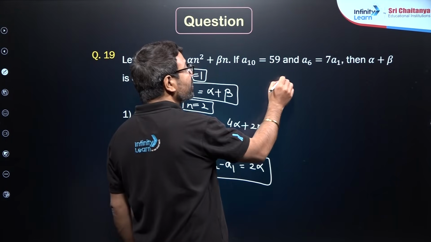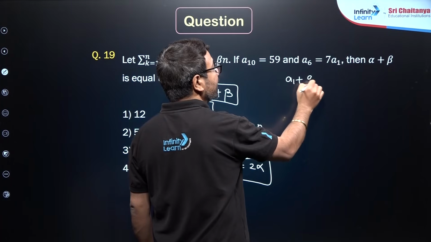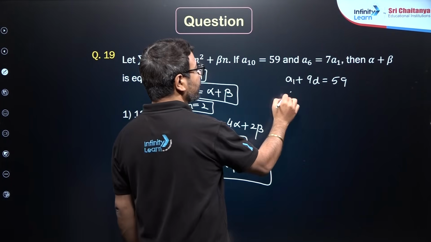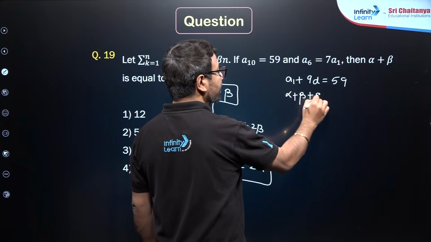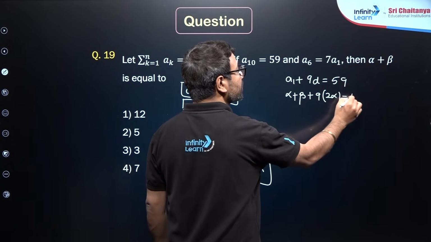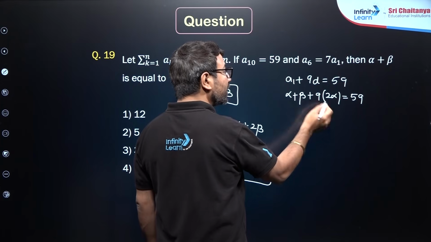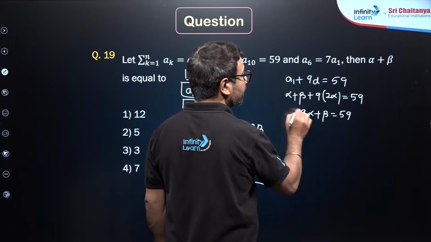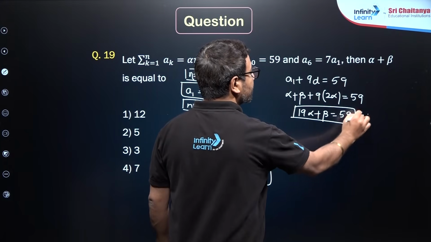Now here you will have the first term plus 9d is equals to 59. First term bache, they have given alpha plus beta and difference they have given 2 alpha is equals to 59. So you will have 19 alpha plus beta is equals to 59. Bache, this is the first equation.